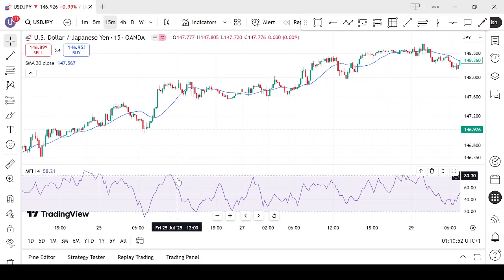Now, the divergence is when price is going to the upside and at the same time, price is not reflecting that on the MFI.